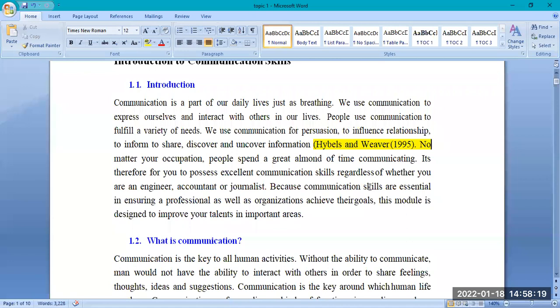It is therefore important for you to possess excellent communication skills. You need to have excellent communication skills, regardless of whether you are an engineer, regardless of whether you are an accountant, regardless of whether you are a journalist. It is very important for you to possess good communication skills. And good communication skills is not only verbal, as in speaking, even the way you dress, the way you talk, the way you walk, the way you address others.